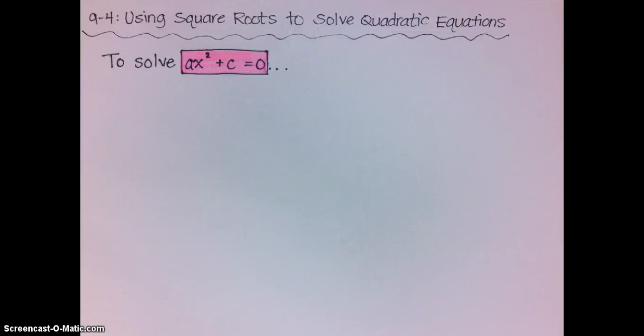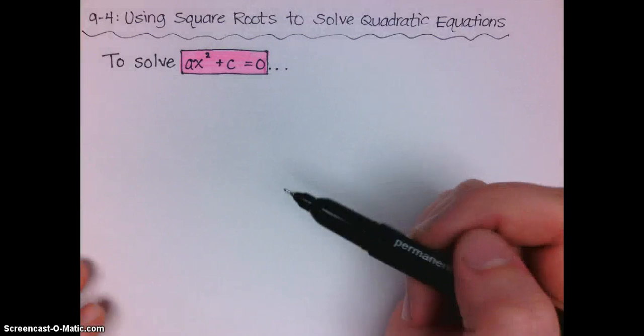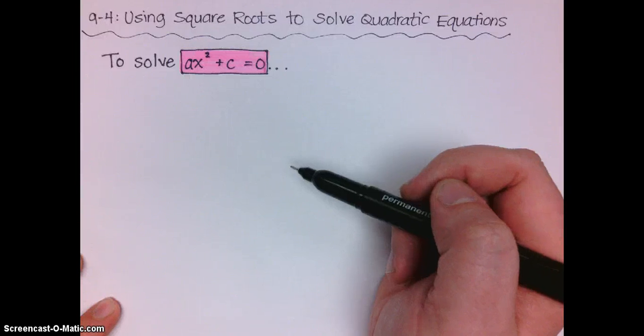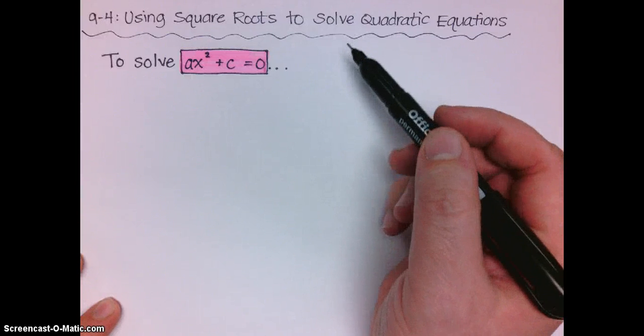Hello class, today we're going to be learning lesson 9-4 in your algebra textbooks. This is on using square roots to solve quadratic equations. We've worked with quadratic equations in the past chapter and a half now, and now we're going to be able to solve them by using square roots.